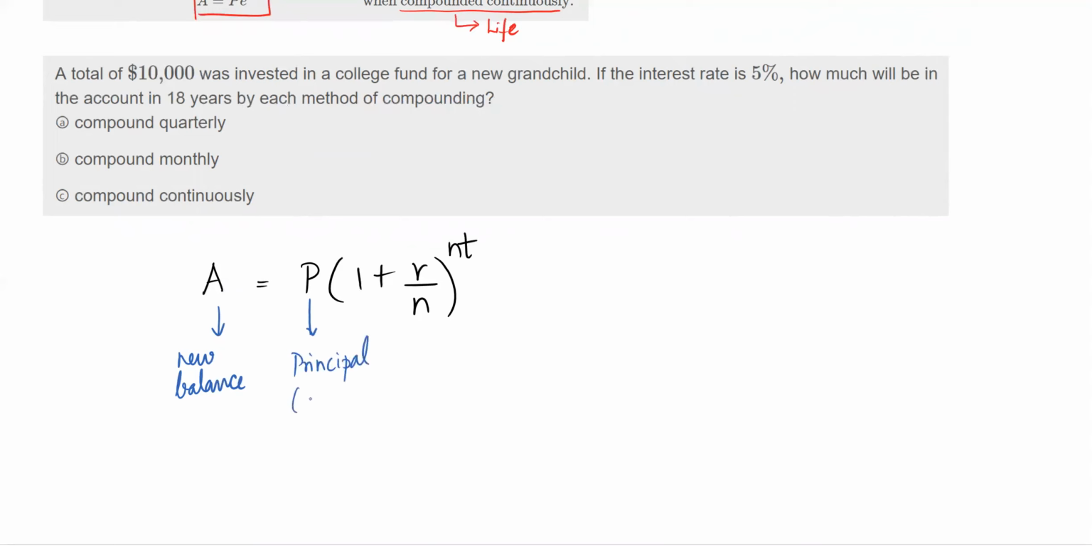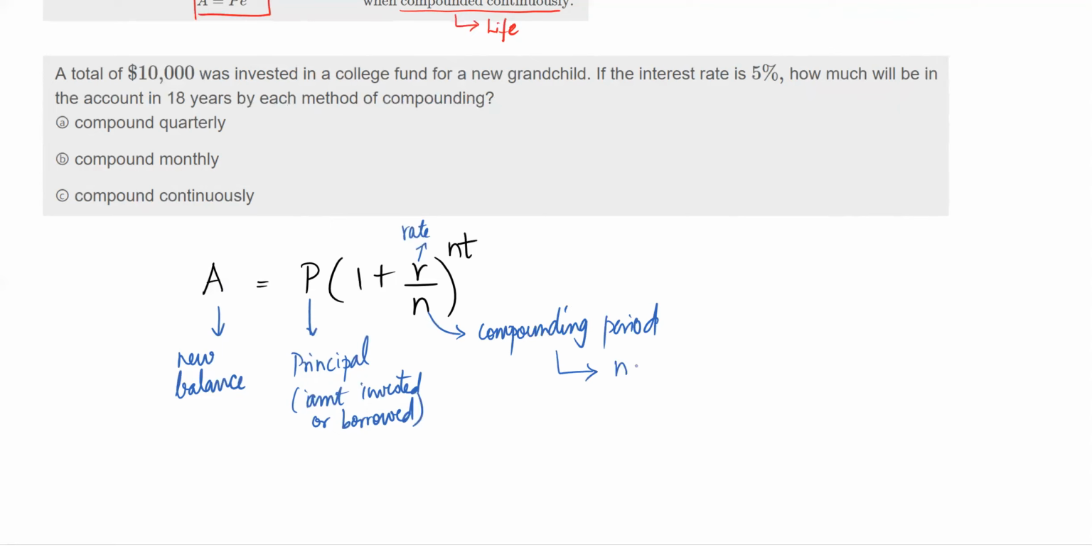Principal, amount invested or borrowed. Okay. r stands for the rate of interest. n stands for the compounding period. This is something we're learning here for the first time. Compounding period. What this means is how frequently do you want the interest to be charged or the interest to be given to you? In this case, it's investment, right? So we look for the number of compounding periods in a year, okay?